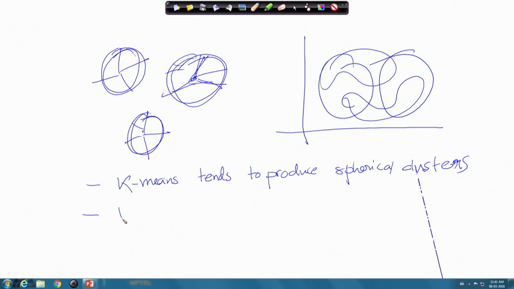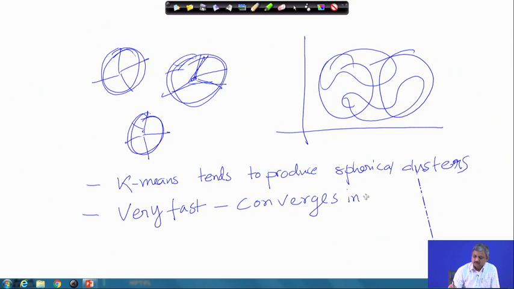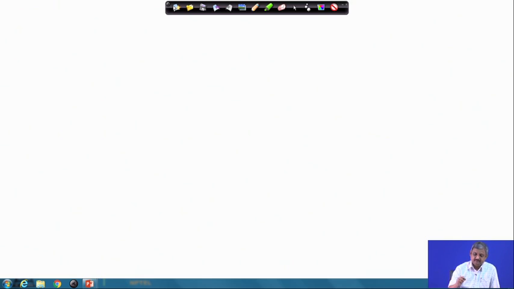Clusters, but it is very fast. Few iterations, and it takes care of noise. Robust to noise. Okay. So, a very simple algorithm, very simple. Let me illustrate with an example.